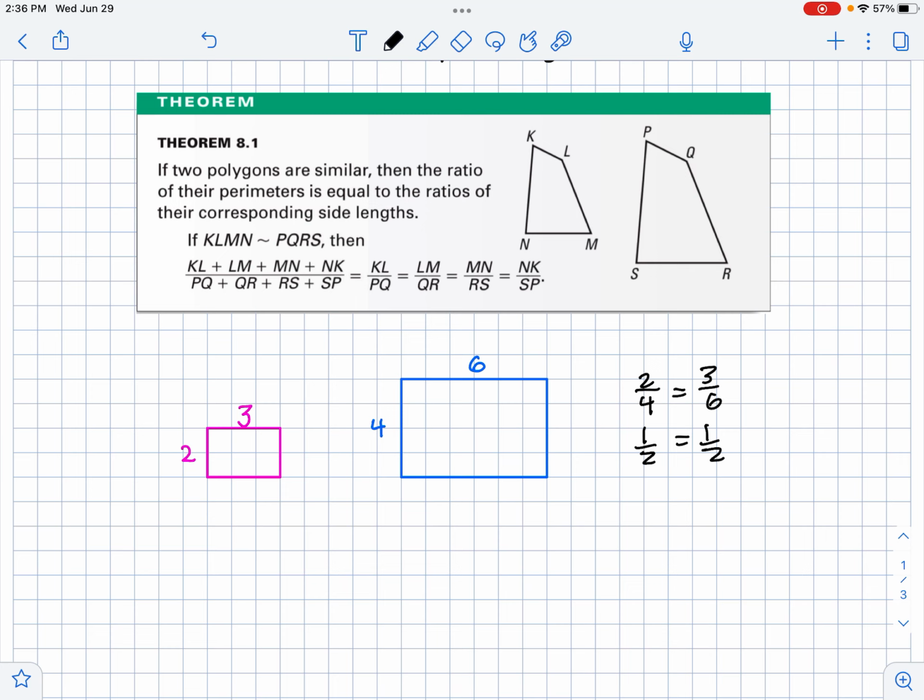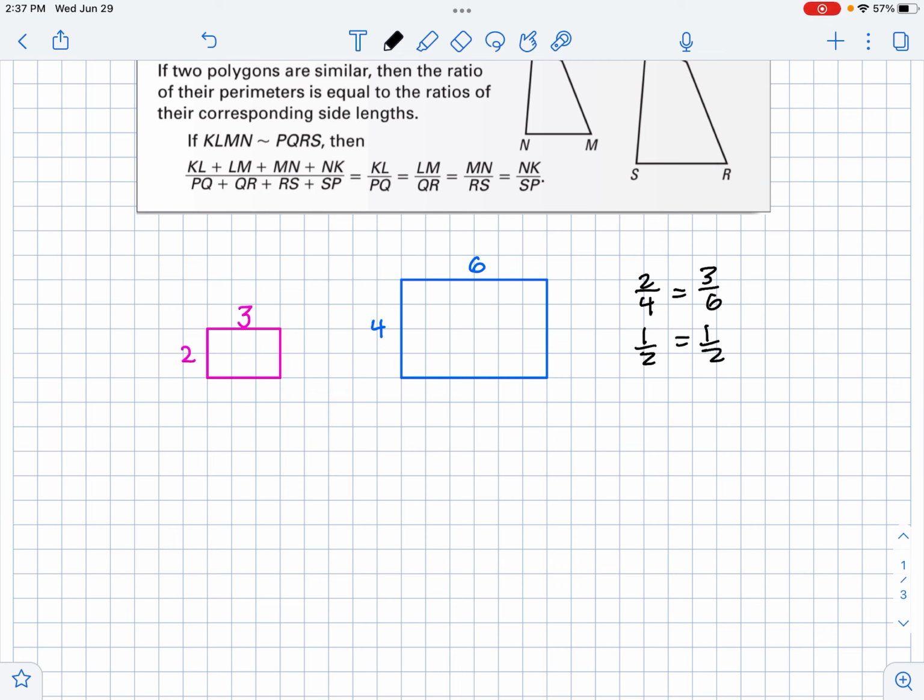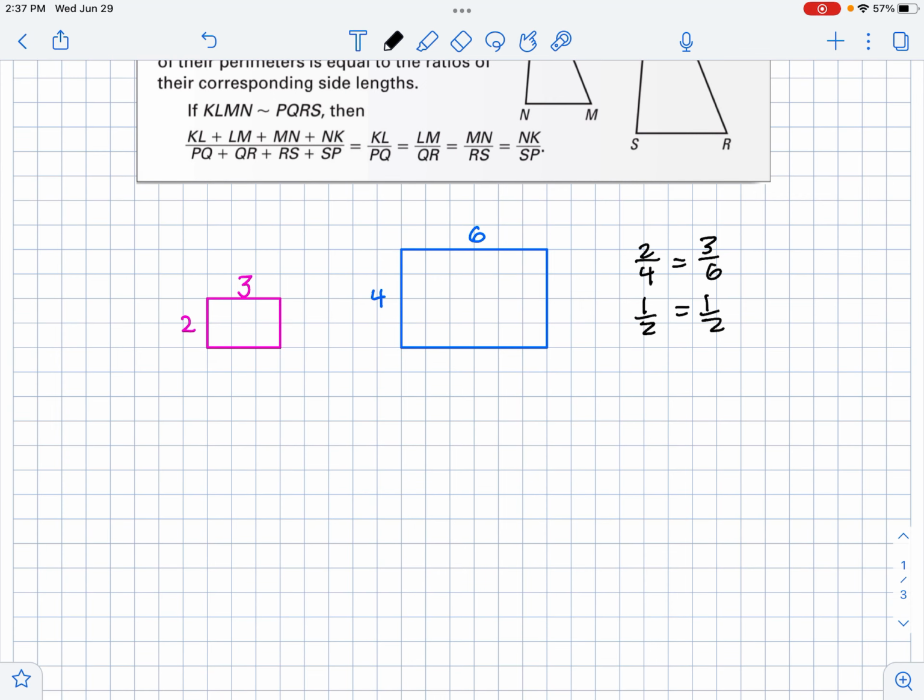Now, notice this. The ratio there is 1/2. So 2 over its corresponding side 4, 3 over 6, and so forth. But let's look at the perimeter. So here we have 3, and here we have 2. So the perimeter here is 10. Maybe I shouldn't put that in there. That looks like an area. Let me put it out here, 10.